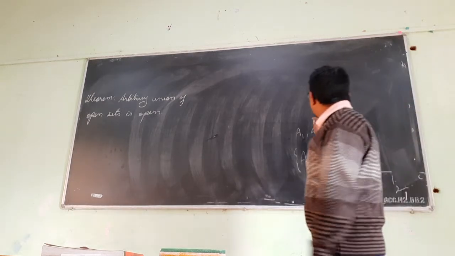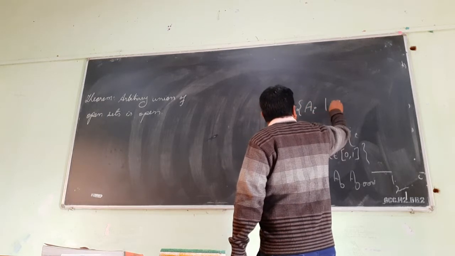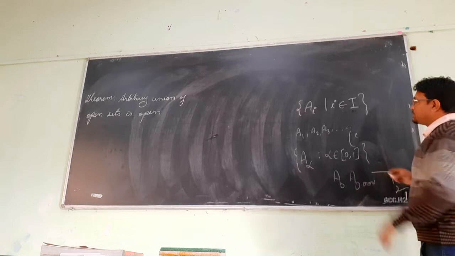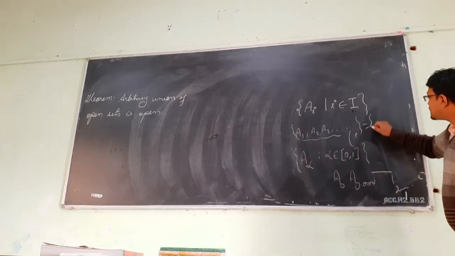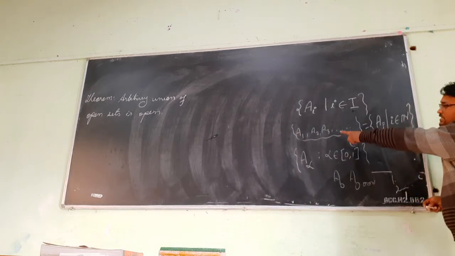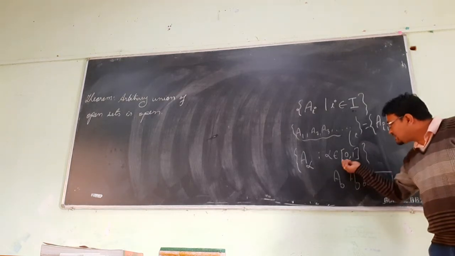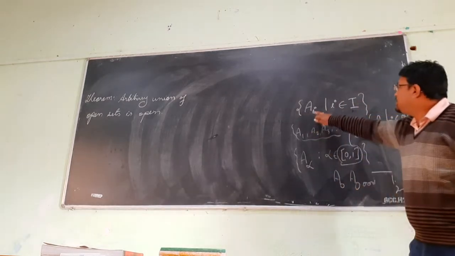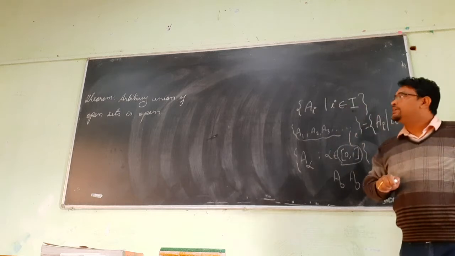So how do we write an arbitrary collection of open sets? We will write it as A_i such that i belongs to capital I, where capital I is the index set. In this case, this collection I can write as the set of A_i such that i belongs to the set of natural numbers. So for this collection the index set is N, the set of natural numbers. And for this collection the index set is the closed interval [0, 1]. So in general I denote an arbitrary collection of open sets as a collection of A_i such that i belongs to capital I.